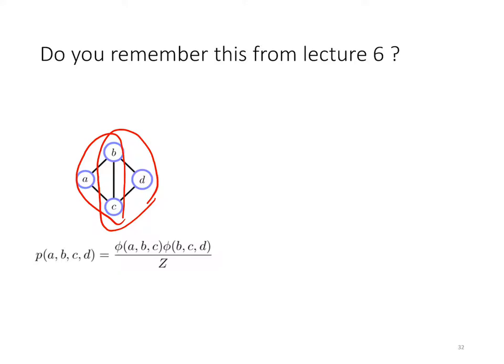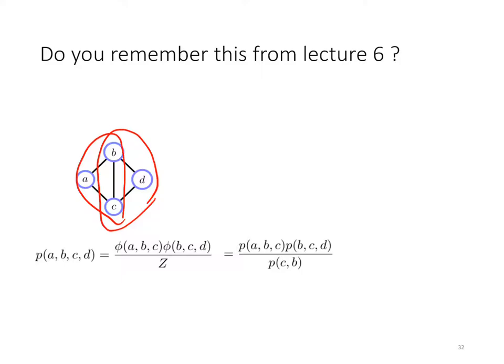So P of ABC times P of BCD over P of BC. So it's basically the multiplication of the marginals, P of ABC and, exactly as you said, P of BCD, divided by the intersection, right? I said that if the graph is chordal, I can write this as a probability.